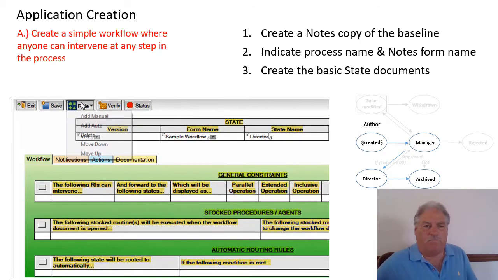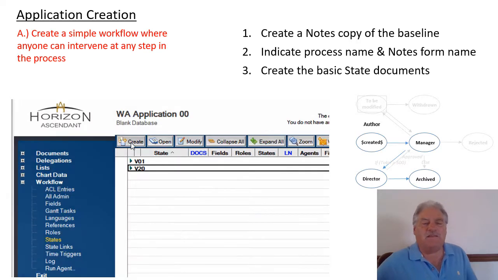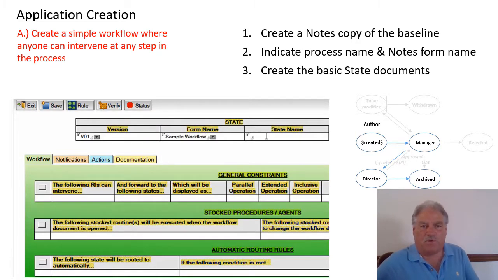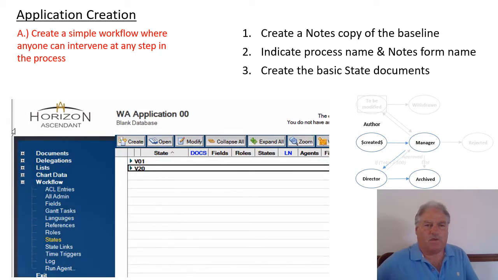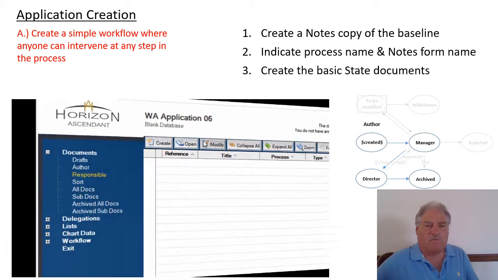Now from director, we'll create a path to a state to be created, archived. And any state which does not have rules associated with it is automatically considered a terminal state, and the document's archived. There are 4 states, as you can see there.